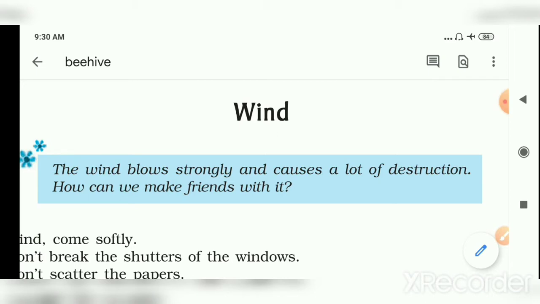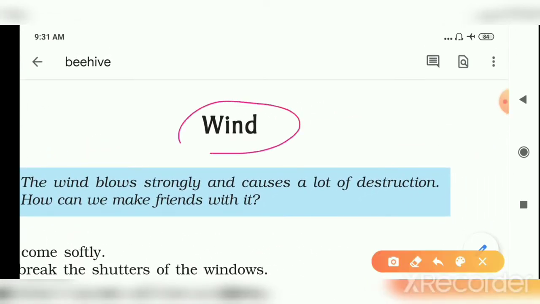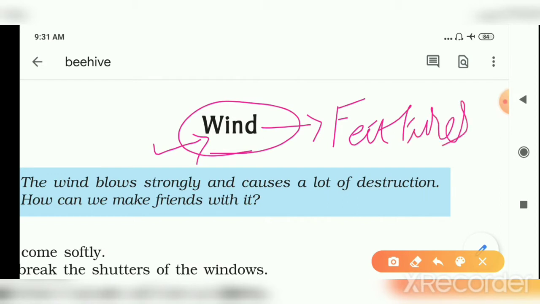Dear student friends, today we will move ahead in the poem of your second unit. The title of that unit is Wind. What's here in this poem? The title itself is Wind. That indicates that the entire poem is about the wind. Here different features of wind are explained, and with these features only we will come to know different characteristics and different forms of the wind.